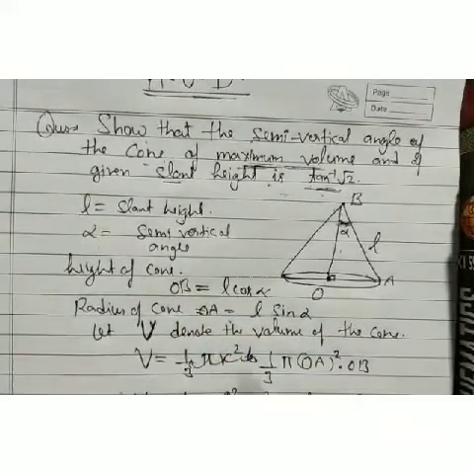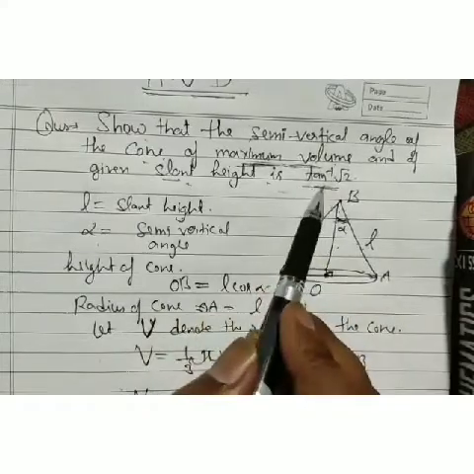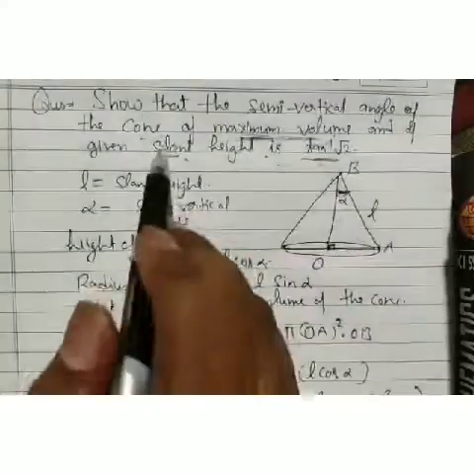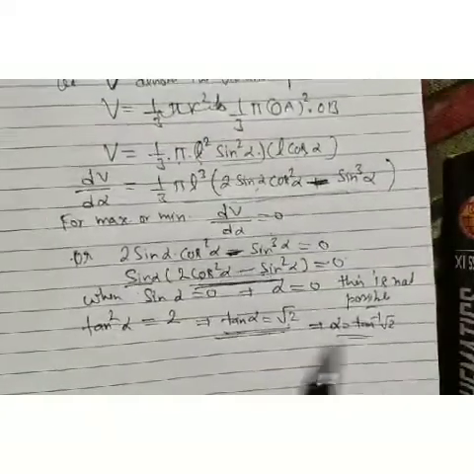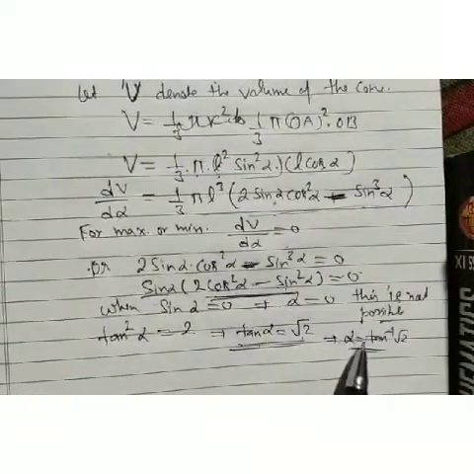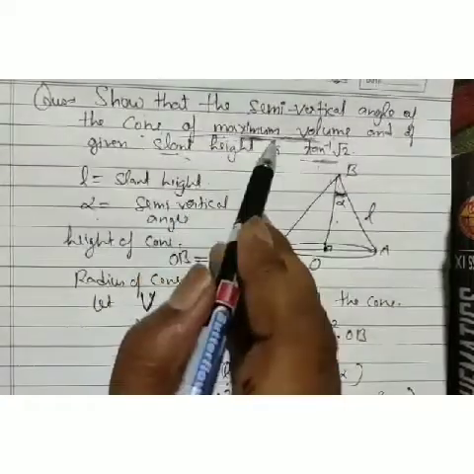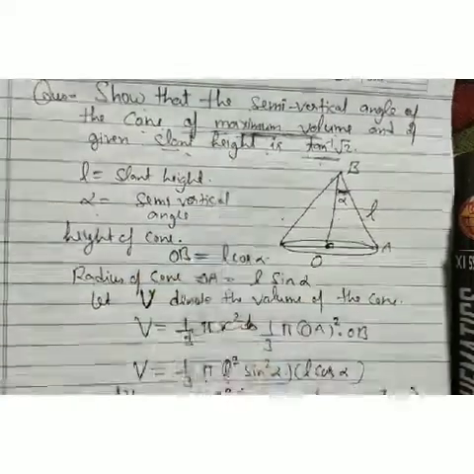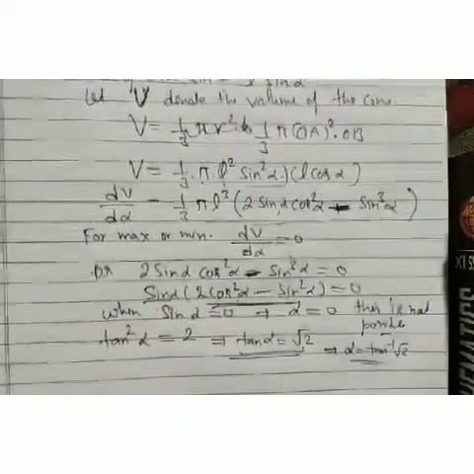We have to show that our semi-vertical angle is tan inverse root 2. We get that here, but we also have to show that the cone has maximum volume. We only get our semi-vertical angle there, but we need to show its volume is maximum or minimum. We have to show that the second derivative of volume must be negative there. Now what do we do?